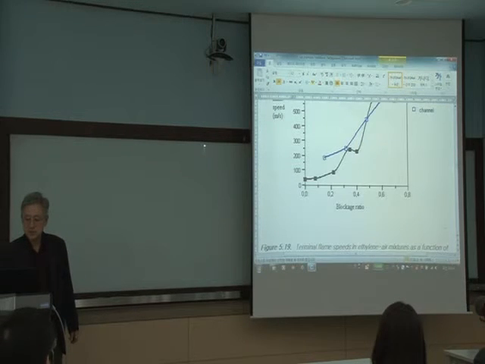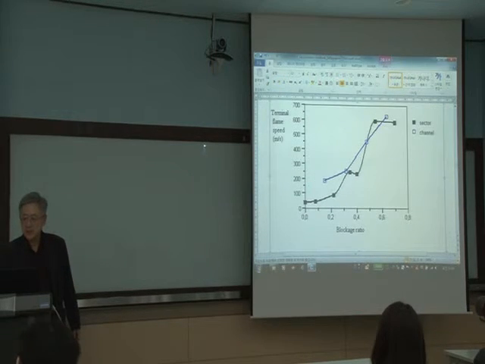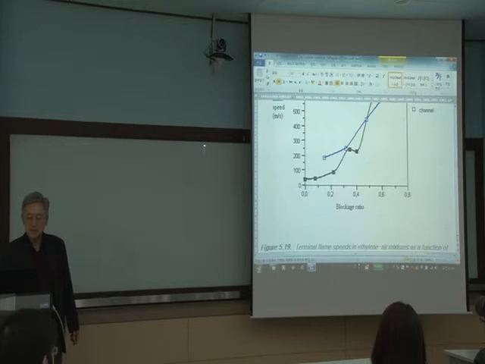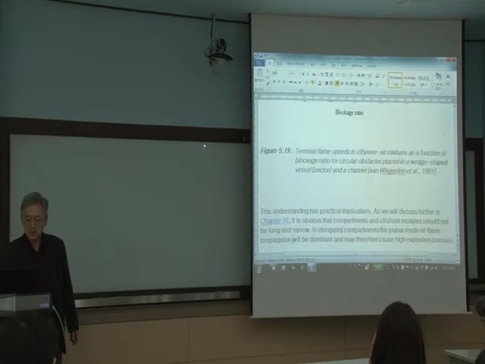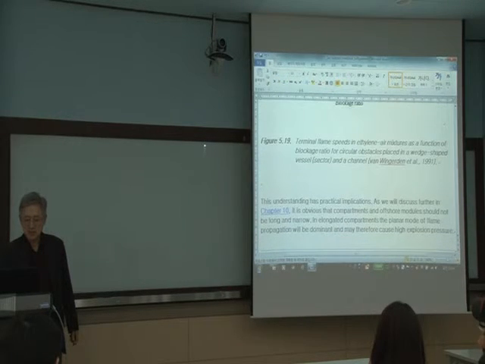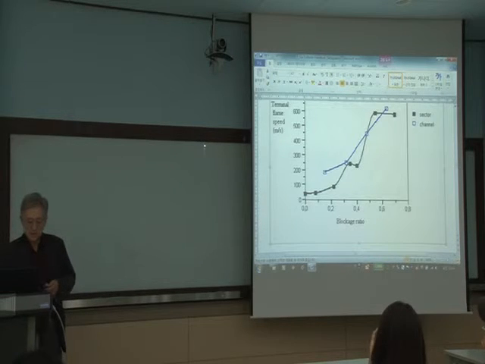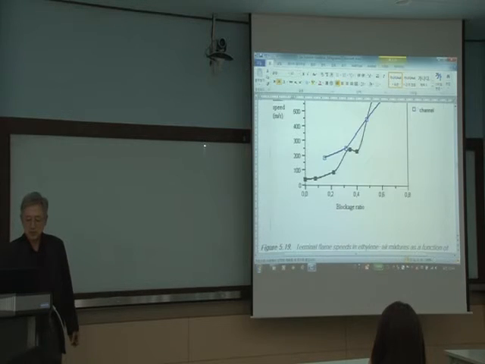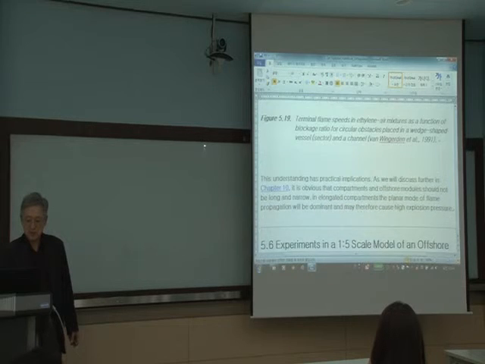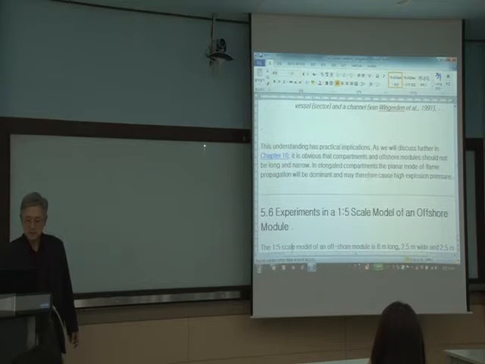So I want you to look at blockage ratio with the channel or sector, different design, then the terminal flame speed they are talking about. It is about the same. This is not linear, but the two curves are moving at about the same rates. But that's what the difficulty is.